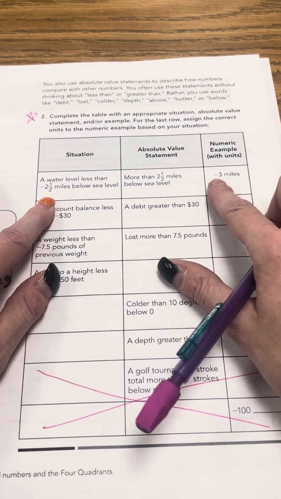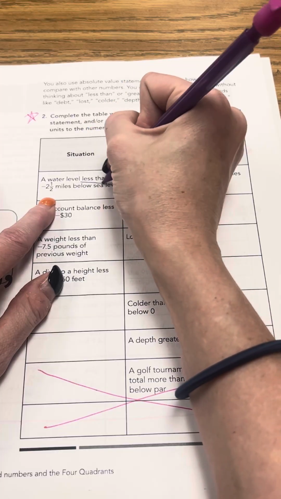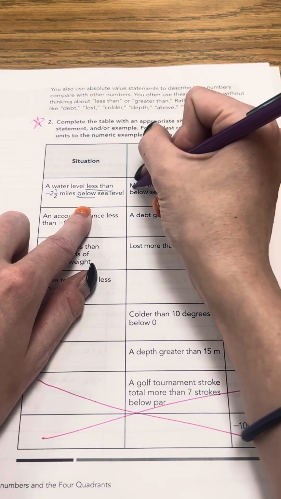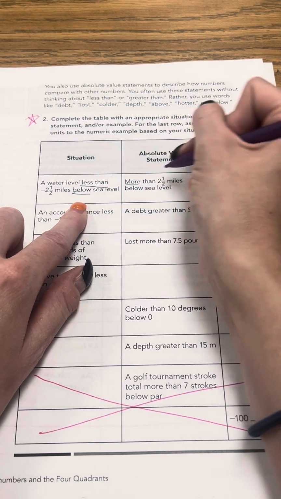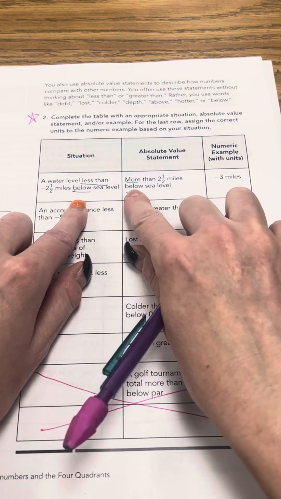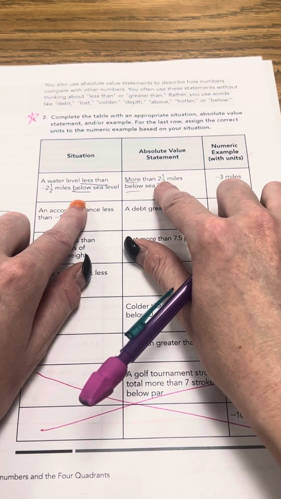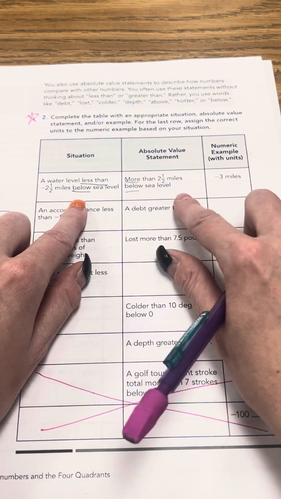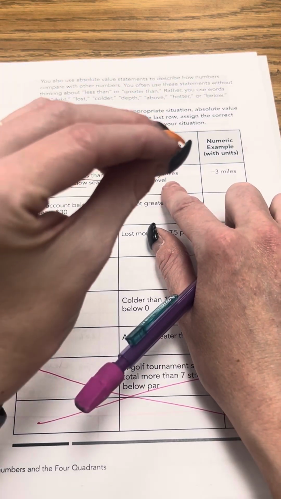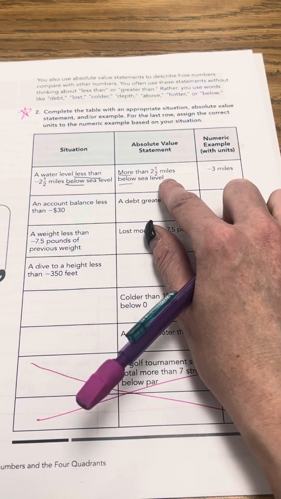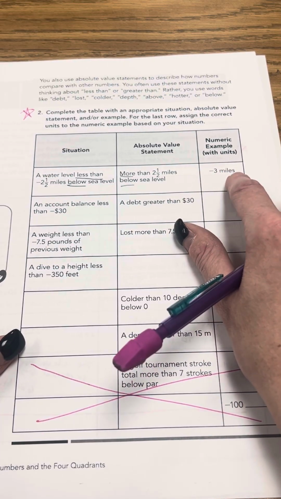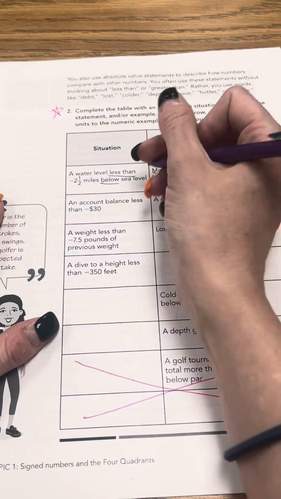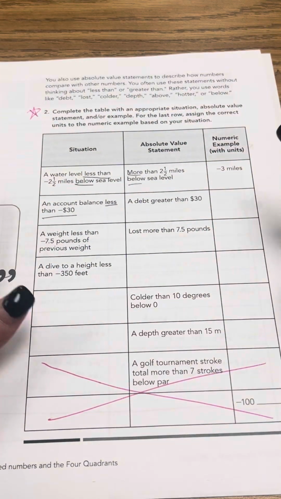A water level less than negative 2.5 miles below sea level. More than 2.5 miles below sea level. So if it's below sea level, that tells me this has to be negative 2.5. And it wants us to have something more than negative 2.5, okay? What they mean here is that they want it where you're actually going down farther instead of above. So the reason why they put negative 3 miles here is because negative 3 would be actually farther left on the number line.